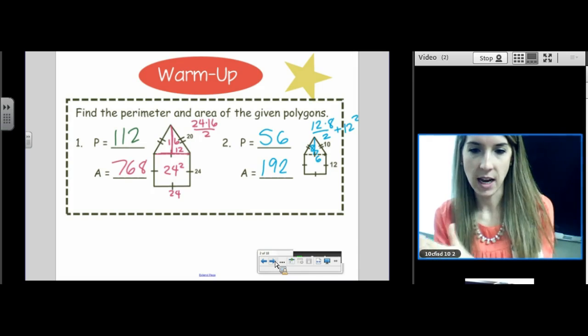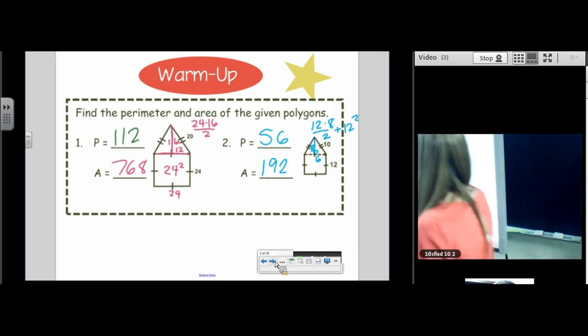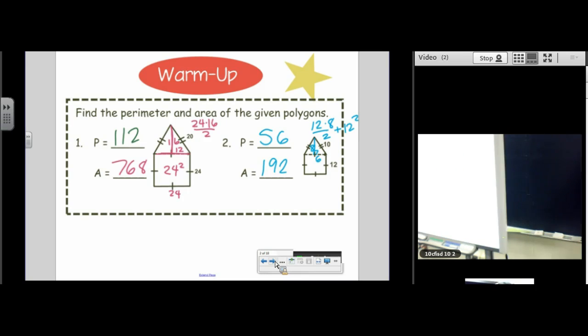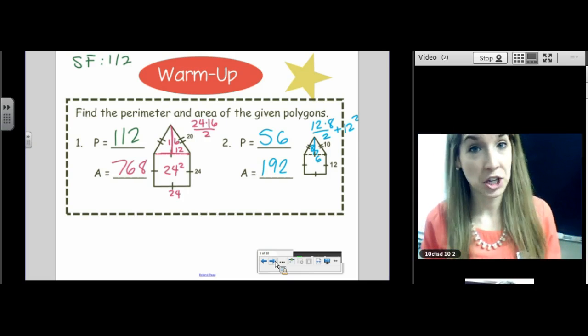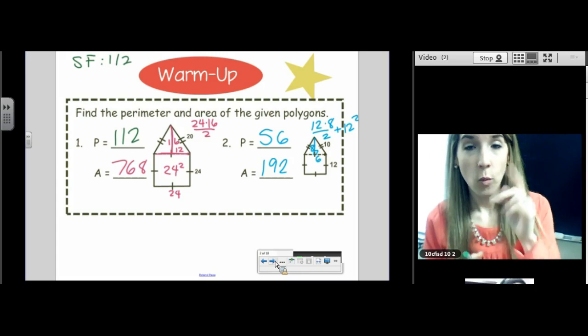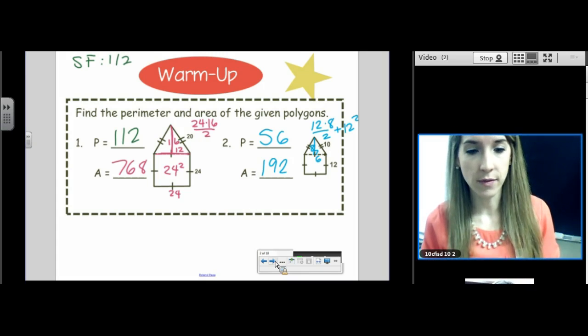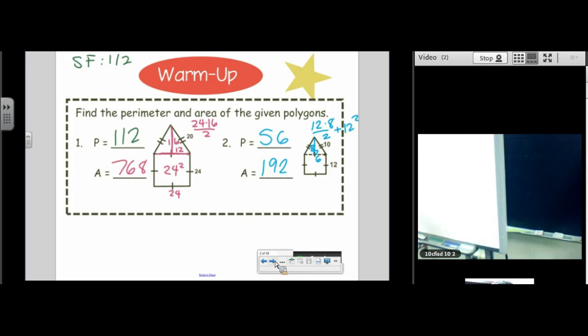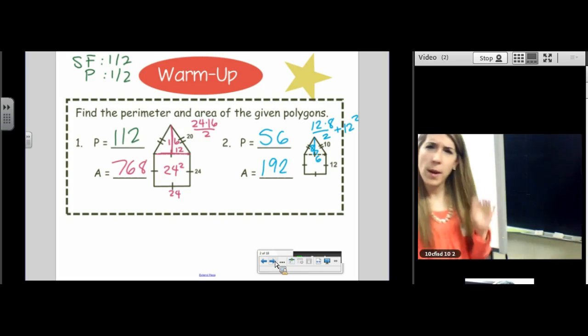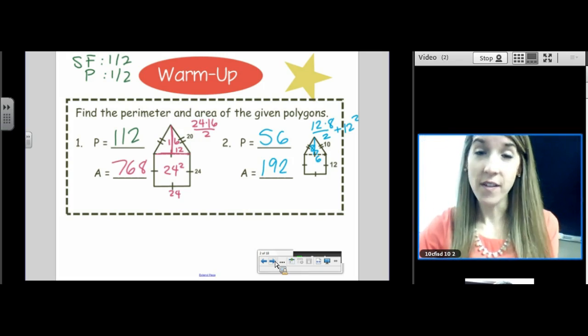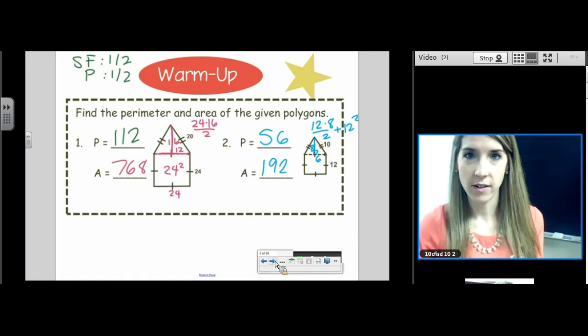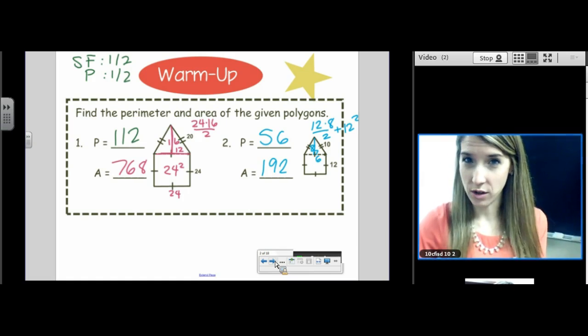How do you get from 20 to 10? How do you get from 24 to 12? The scale factor is 1/2. What is the ratio of the perimeters? What's 56 divided by 112? It's 1/2. So wait a minute. The ratio of the sides is 1/2, and the ratio of the perimeters is 1/2. Because sides are one-dimensional and perimeters are one-dimensional.